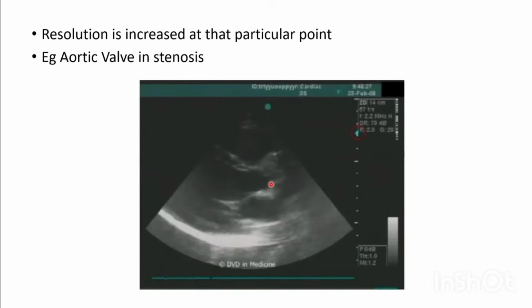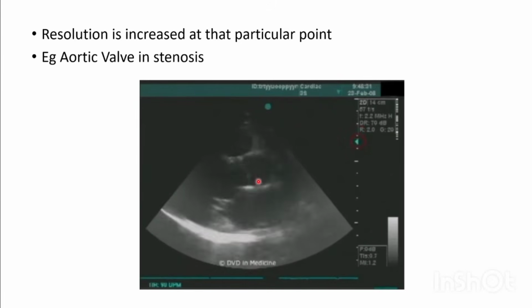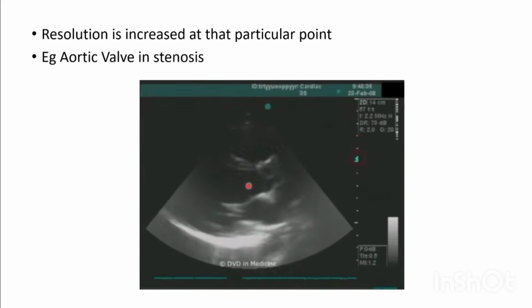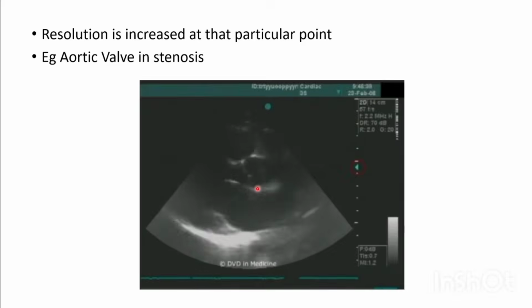So this is how it will focus, and that resolution will be increased. This is the focus marker which I told you. We can increase or decrease it. When we decrease it and bring it to this level, that area will be more focused. So we are bringing it down and we are able to focus there. See, the valve leaflets are seen more clearly when we decrease the focus point there.